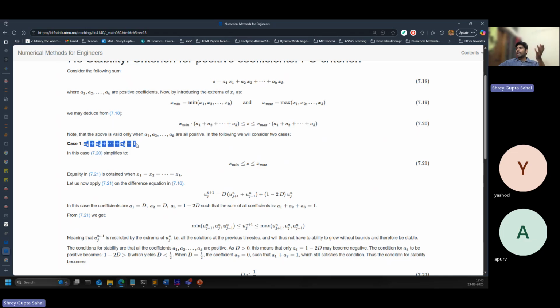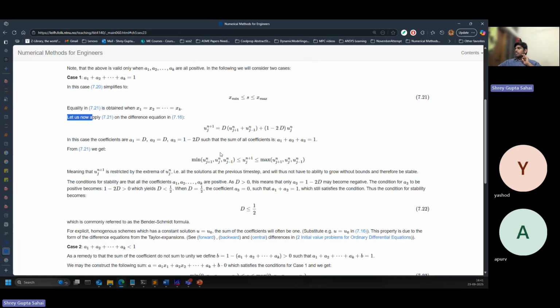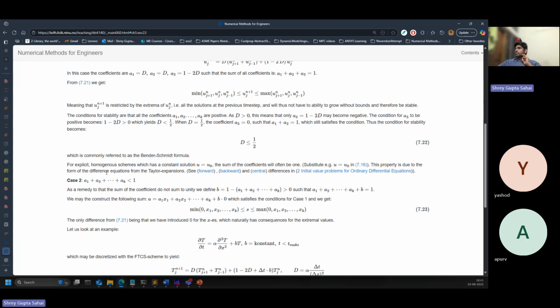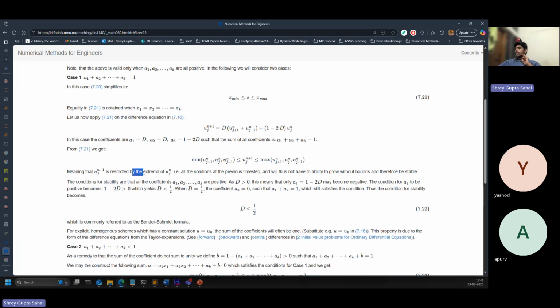Let's say we divide everything by the summation. Rather than saying the sum is 1, let's say the sum of all coefficients is some value, and we divide the equation by this sum of coefficients. We will get something of this sort, a slightly distorted value. Now let us apply 7.21 to the difference equation. This means that uj is restricted by the extrema, so the solution will not have the ability to grow without bounds.